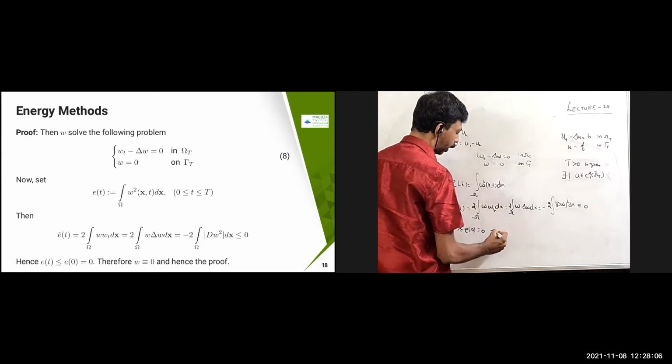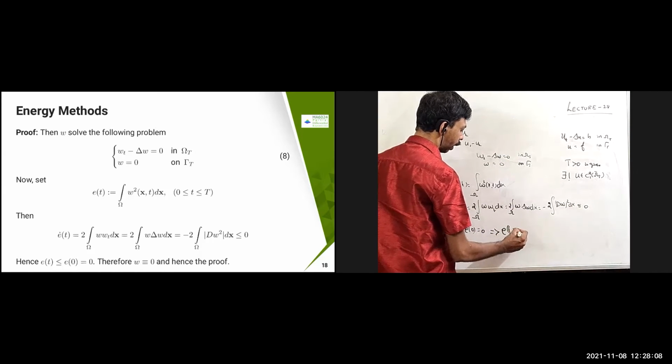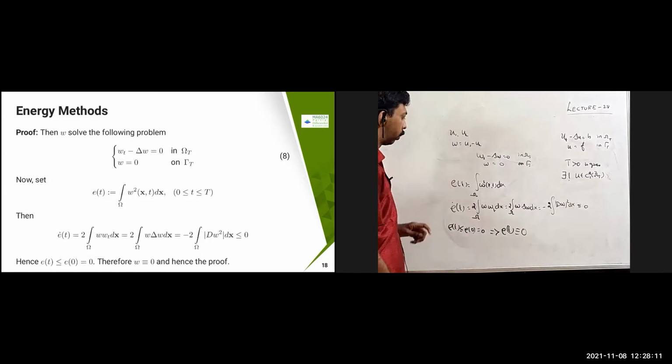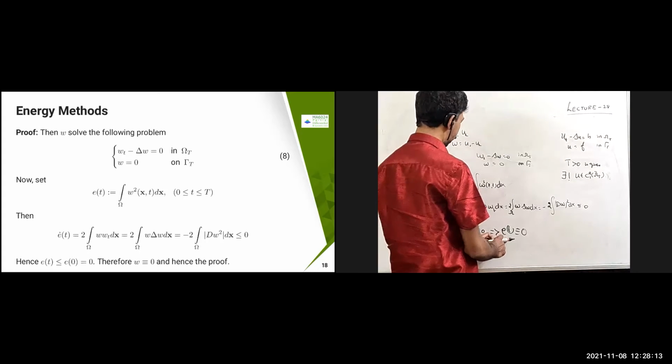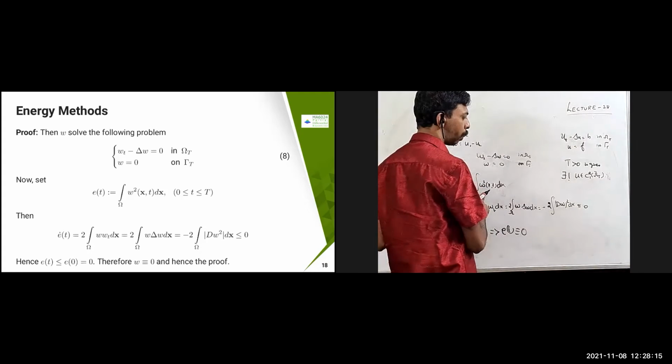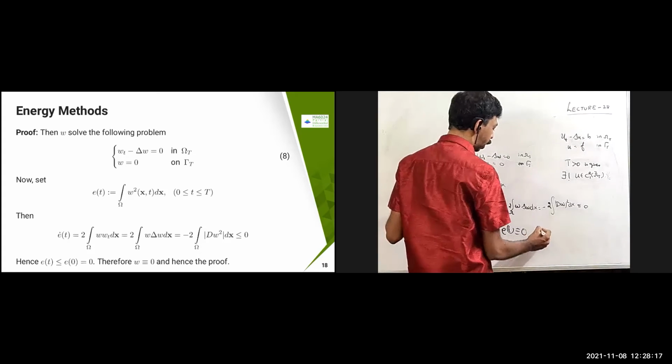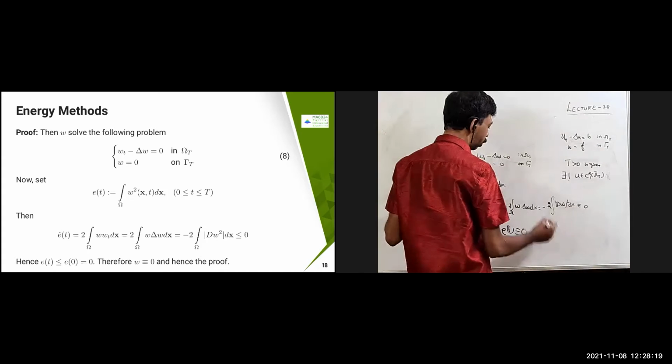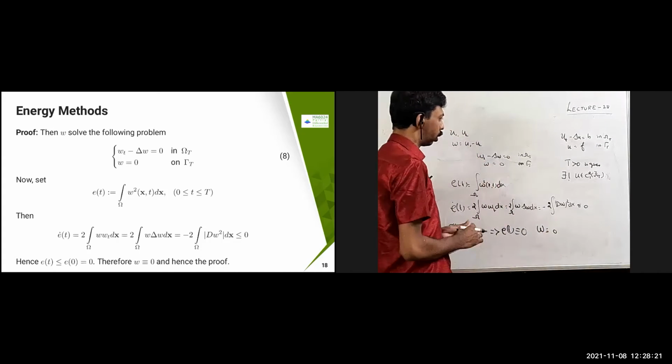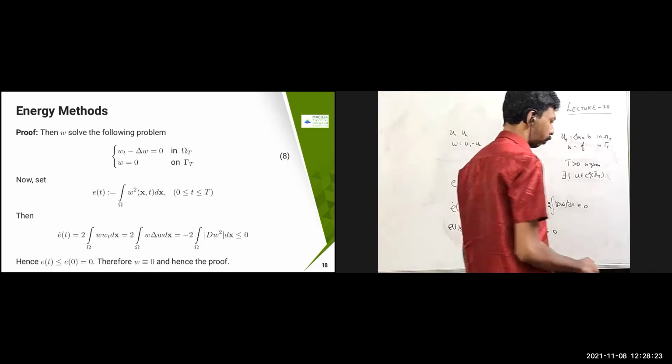Therefore E(t) is identically 0. Then w squared is identically 0, meaning the integral is 0. Therefore w equal to 0. So the proof is done. That's all.